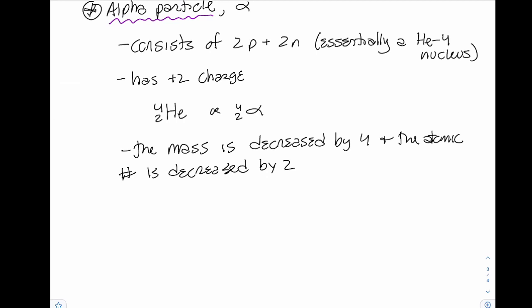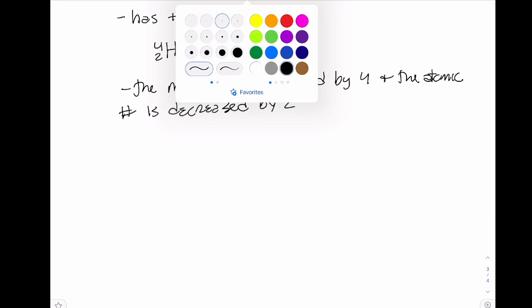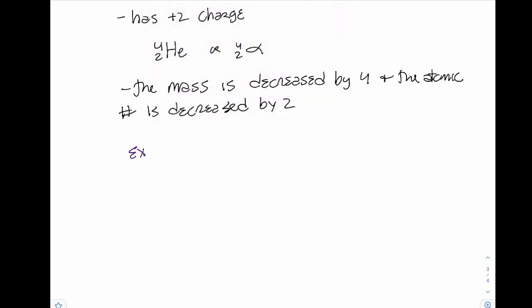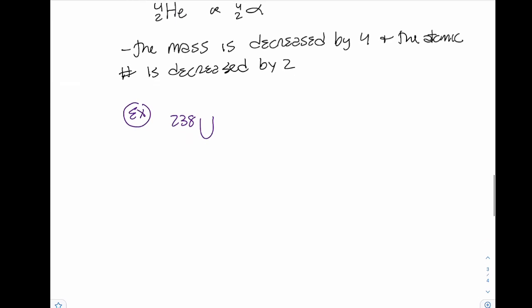So looking at an example here, I'm going to have uranium-238. And we're going to balance this one. I'll write down the rules for balancing them here in a minute. But often when I give them to you, I will just give it to you like this.